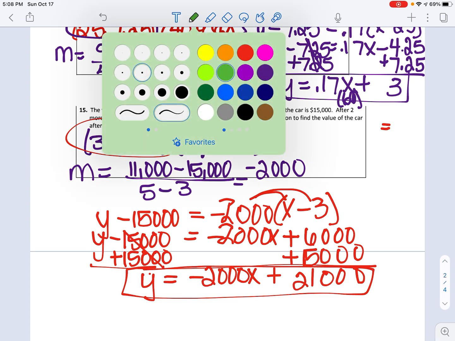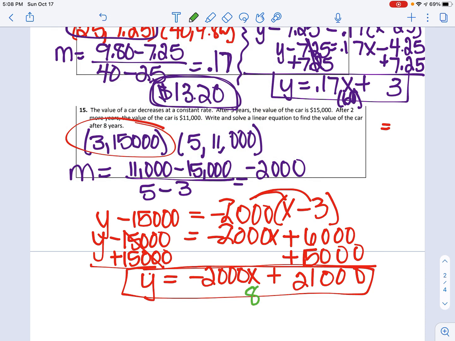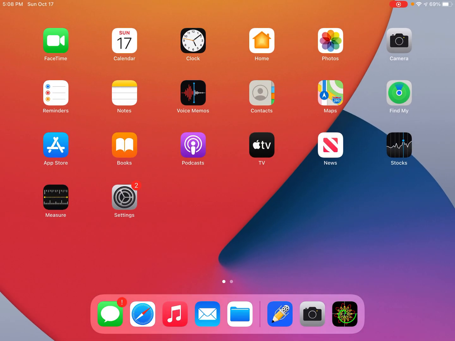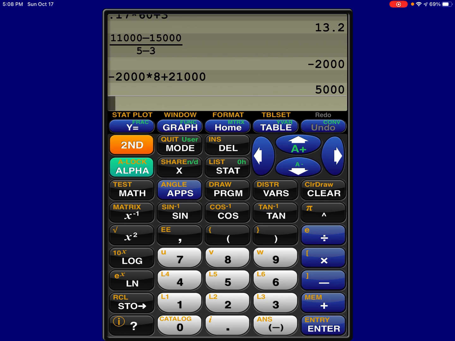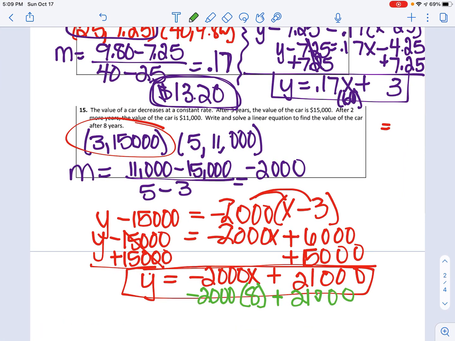But I'm solving now to find the value of the car after 8 years. So I'm going to have to substitute 8 in for x. So I'm going to do negative 2,000 times 8 plus 21,000. That must have been the original value of $21,000, but it's decreasing $2,000 each year. So now the value of the car after 8 years is only worth $5,000. $5,000. That is the answer.